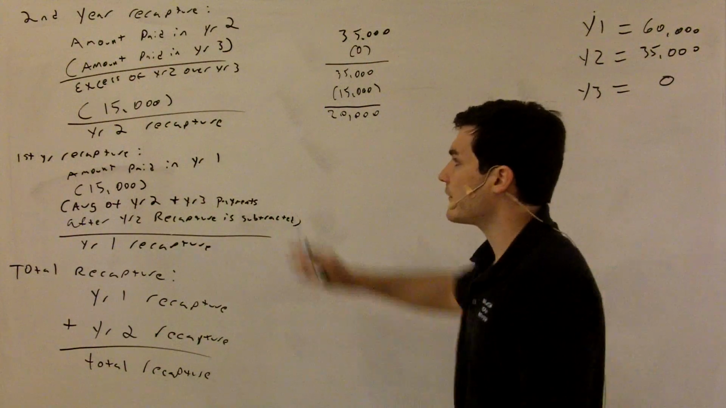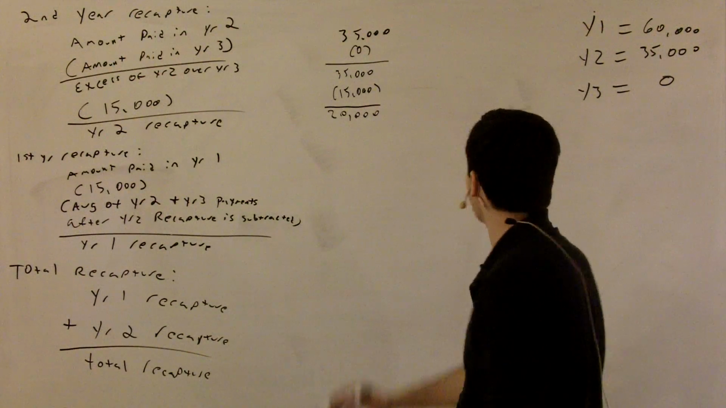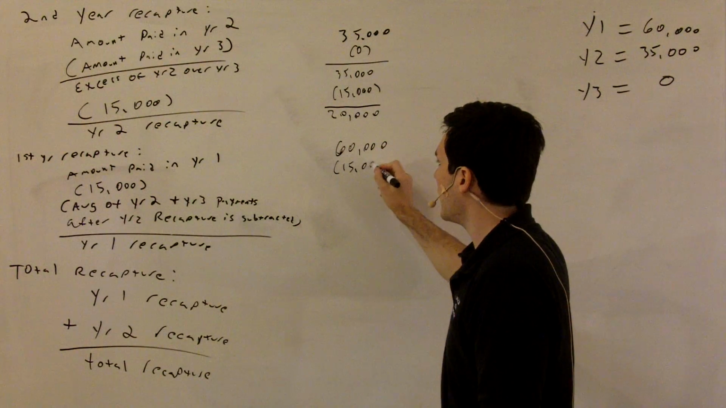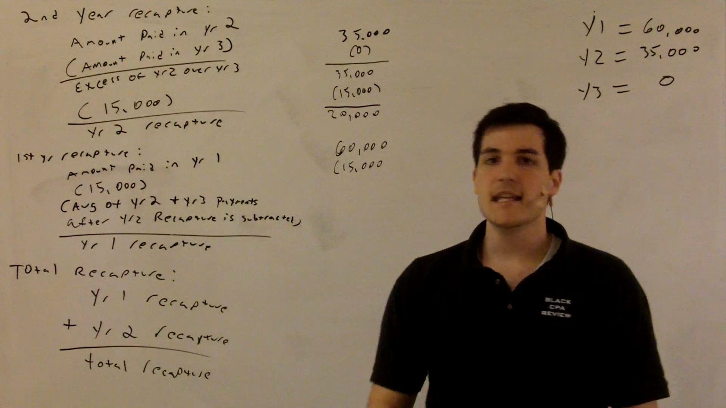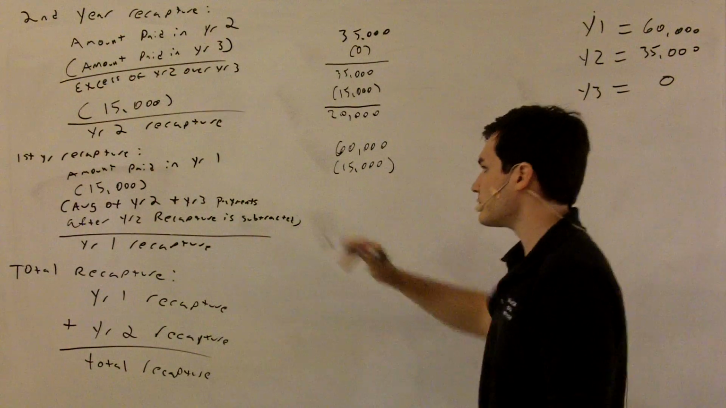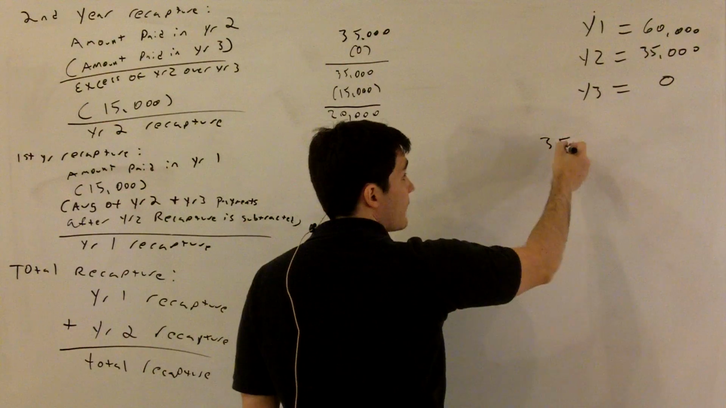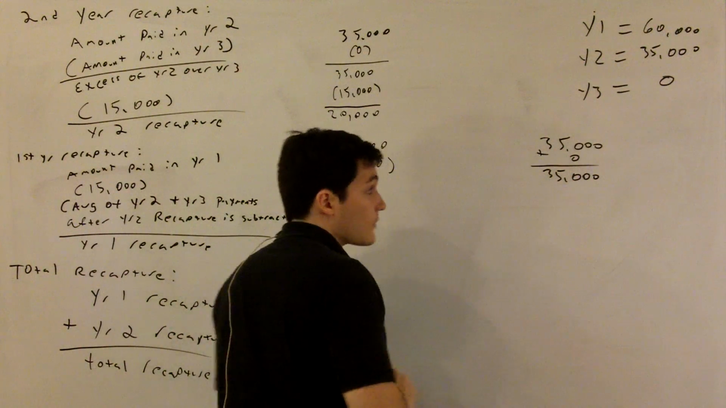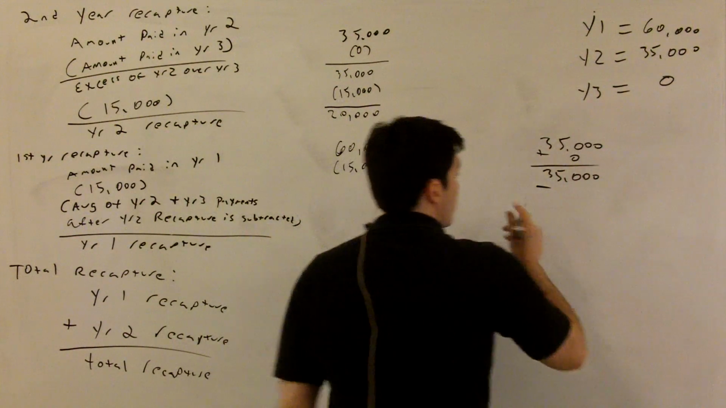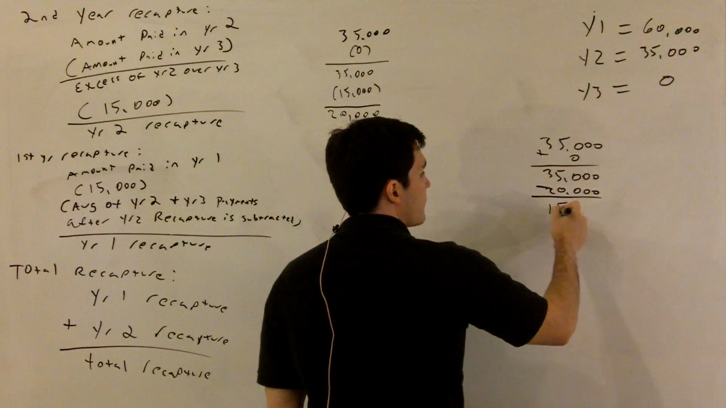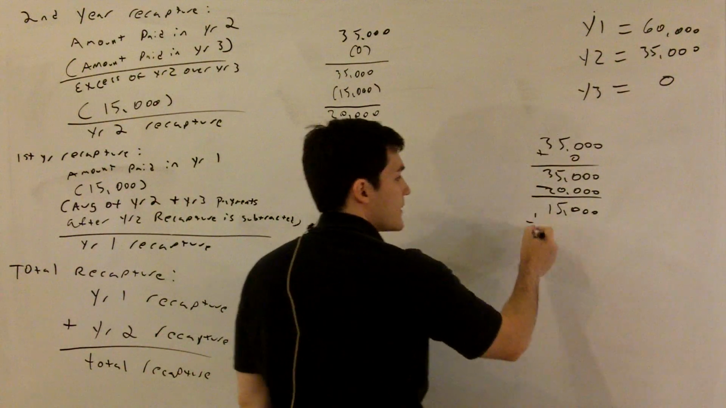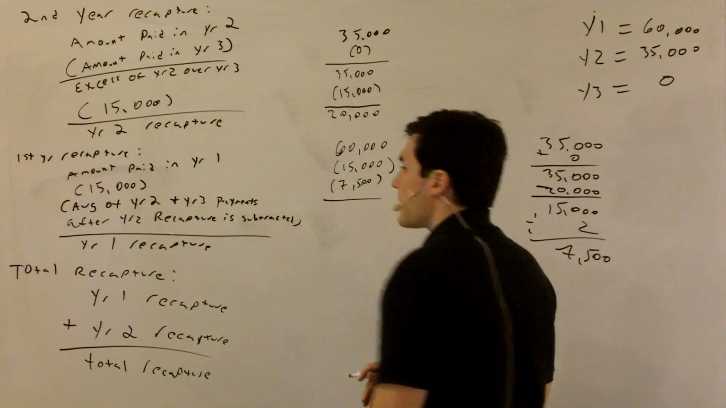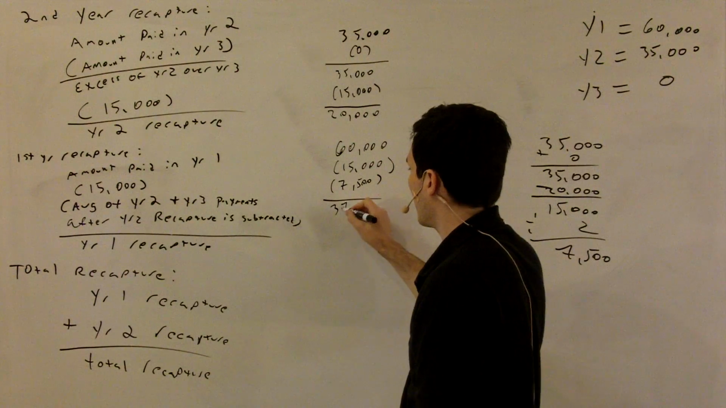Okay? Now we need to figure out first year recapture. So the amount paid in year one was $60,000. Okay. You're going to subtract $15,000. Now you're going to subtract the average of year two plus year three less the alimony recapture from year two. So how are we going to calculate that? All right. You're going to take the average of year two and year three payments. So that's $35,000 plus 0, right? So $35,000. You're going to take the average, but first you're going to subtract year two recapture, okay? So that was $20,000. All right. So you have $15,000. We're taking the average of the 2 years, so you're going to divide it by 2. So 7,500. So you're going to subtract an additional 7,500. All right. So your year one recapture is 37,500.